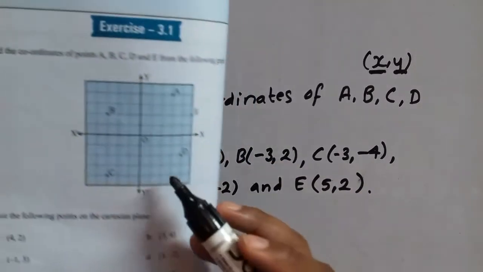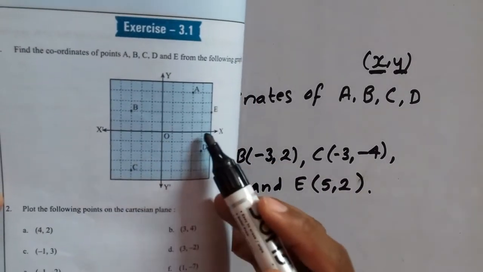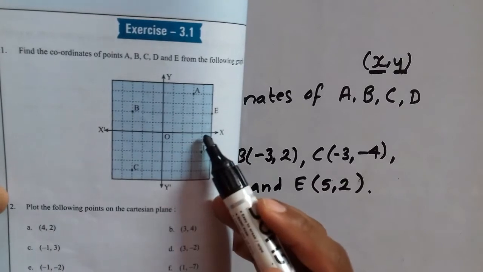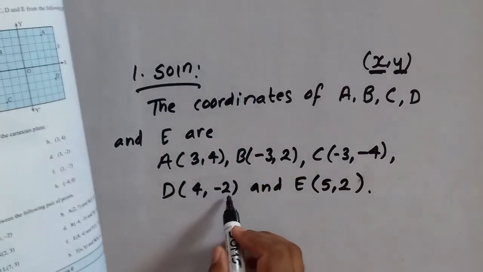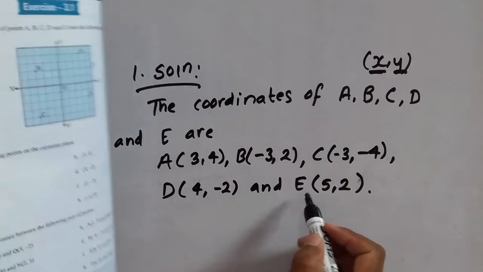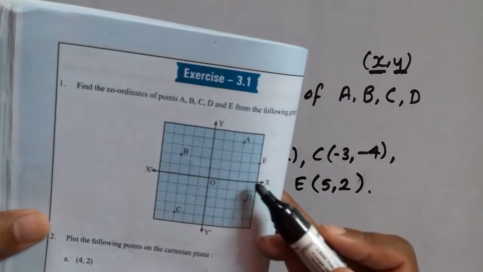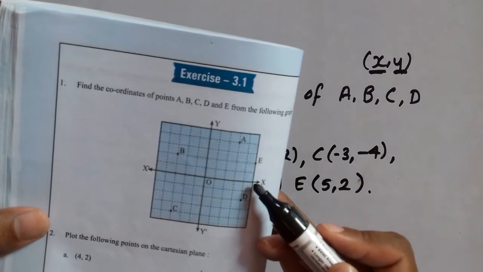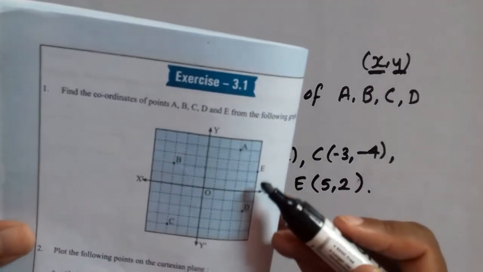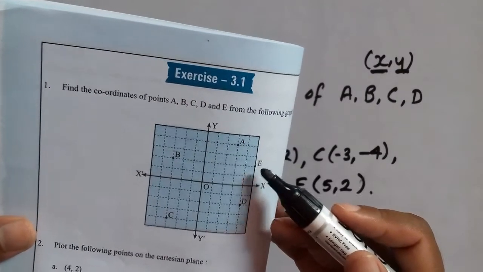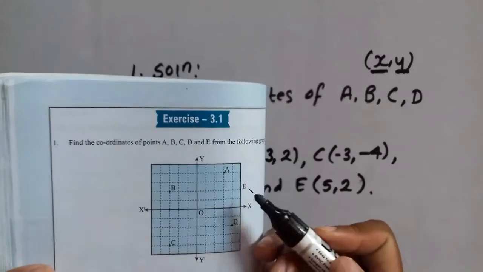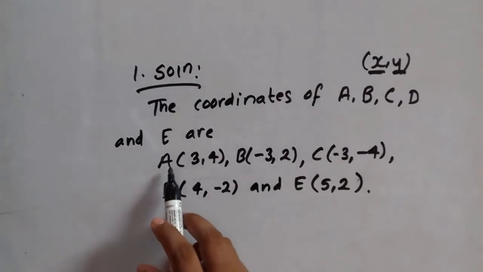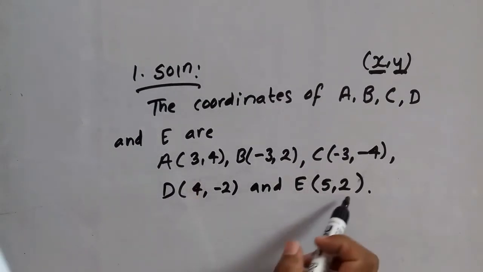And for d, 1 2 3 4, 4 units towards right, so positive, and 2 units below, so -2. And for point e, 1 2 3 4 5 units towards right and 1 2 units towards up, so all positive.